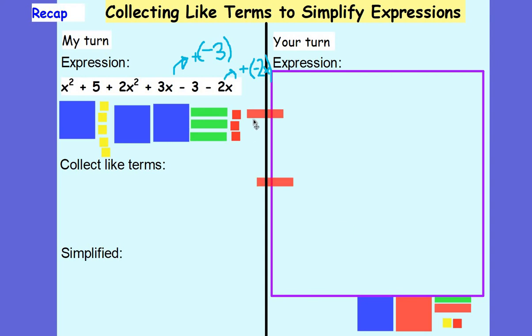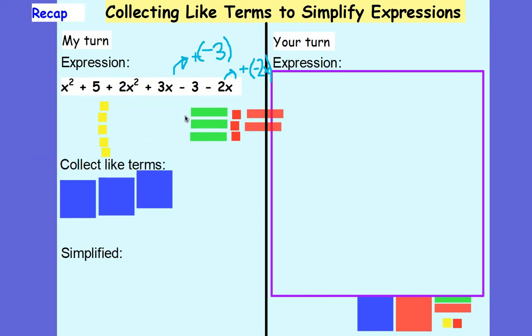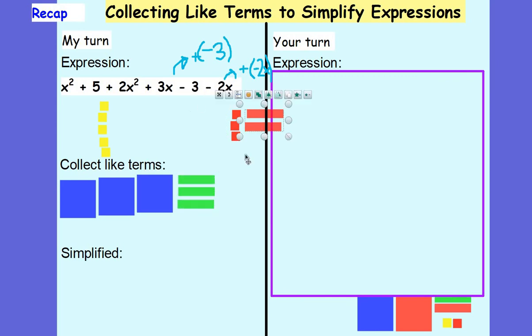There they are. Now I'm going to collect like terms again, so any algebra tiles that look the same are going to come together. Here are my blue squares. My rectangles are going to come together. And my little squares are going to come together.